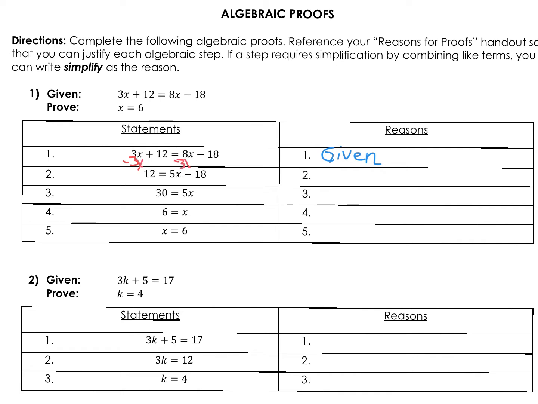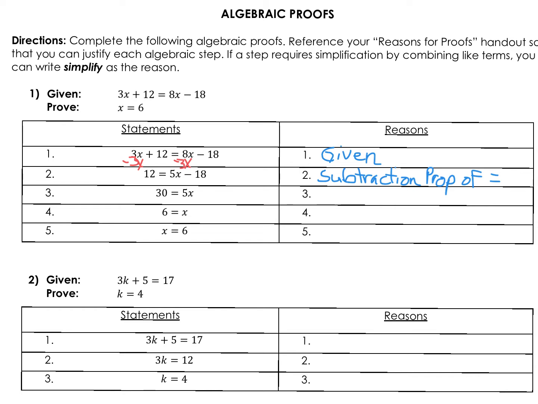So we actually subtracted 3x from both sides. And since we're subtracting from both sides, if you look at your reasons for proof reference sheet, that property is the subtraction property of equality. So to go from here to here, we must have subtracted, and you cannot abbreviate the word subtraction because it can be confused with substitution. So subtraction prop of equality. Now you can abbreviate property and you can abbreviate equality.